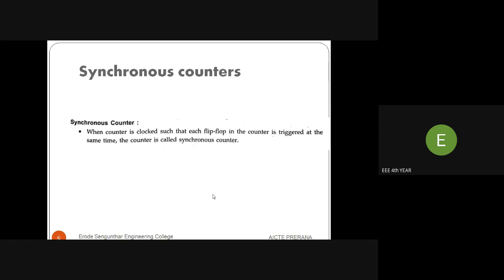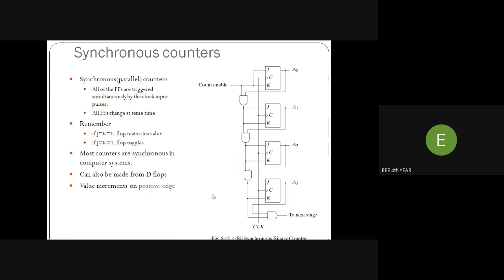Okay, at the same time is called synchronous counters. Another name of synchronous counter is parallel counters. All the flip-flops trigger simultaneously by the clock input pulses, and that is called a synchronous counter. That means its speed is high when compared to an asynchronous counter, because all the flip-flops are clocked simultaneously, in the sense that all the flip-flops produce the output at the same time.